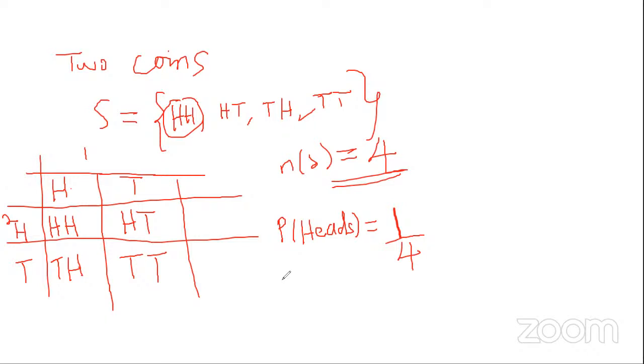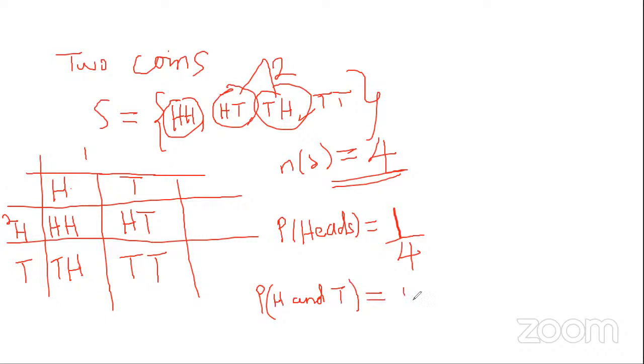Then the probability of getting a head and tail. Head and tail is this head and this tail, so there will be 2. So this will be equal to 2 divided by 4, which is the same as 1/2. Okay.